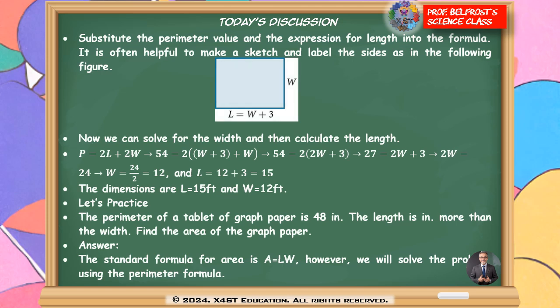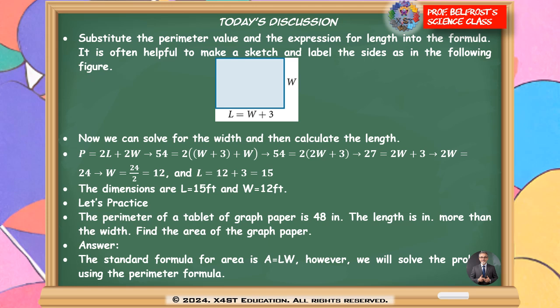Easy. So the perimeter P is 54, equals 2 times the length, which is W plus 3, plus 2W. So the 2W plus 3, both are multiplied by 2. Then actually you can just simplify it first. So 54 divided by 2, the 2 times 2W plus 3 is also divided by 2.